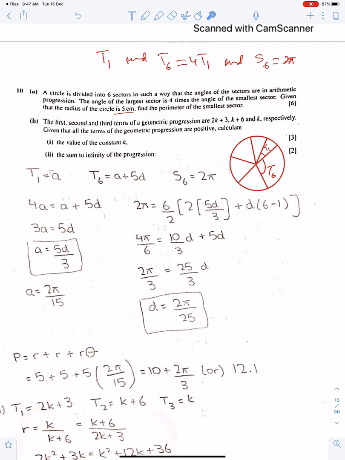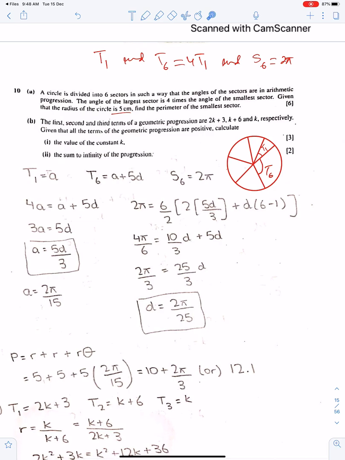This is from equation 1, and this is equation 2, S6 equals 2 pi. By solving these two equations simultaneously, we will get the values of A and D. Now, the perimeter of a sector is very simple. You all know the perimeter formula of any sector. If this is the sector, the smallest sector, they are talking about the smallest sector.